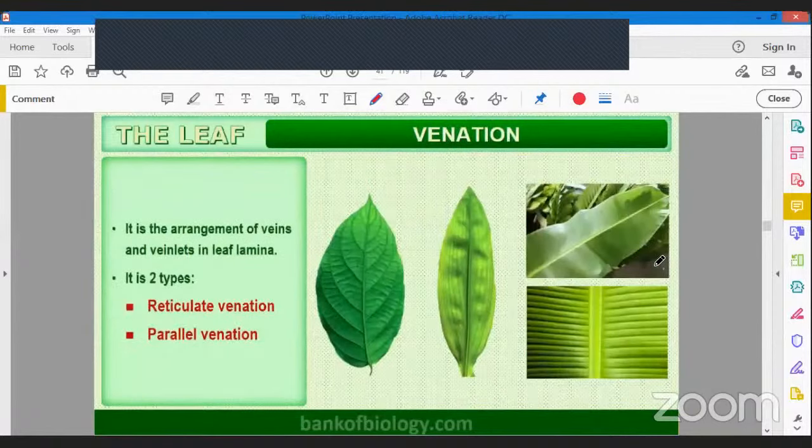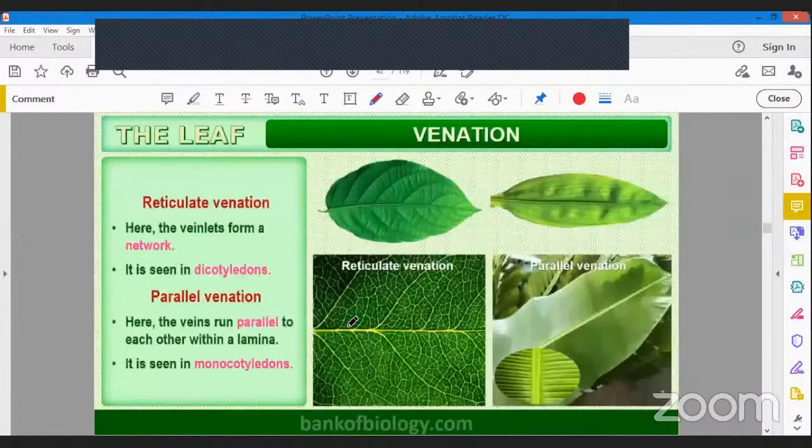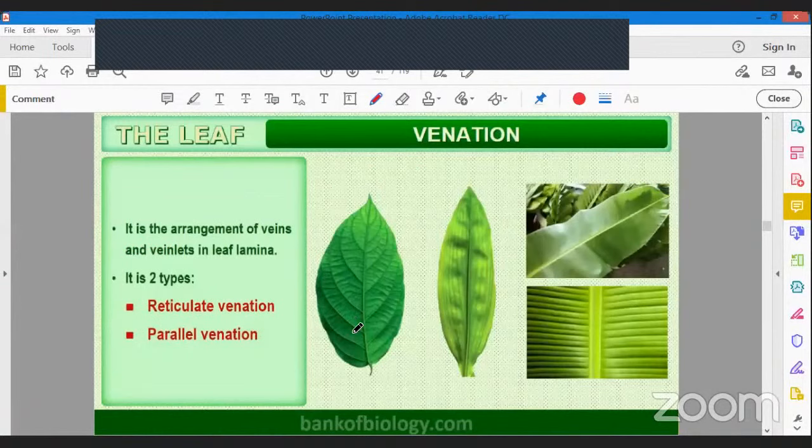Next one, venation. If the veins are arranged parallelly, then it is called parallel venation. If they are arranged like a network, then it is called reticulate venation. So it is the arrangement of veins and veinlets in the leaf lamina. Take it down.